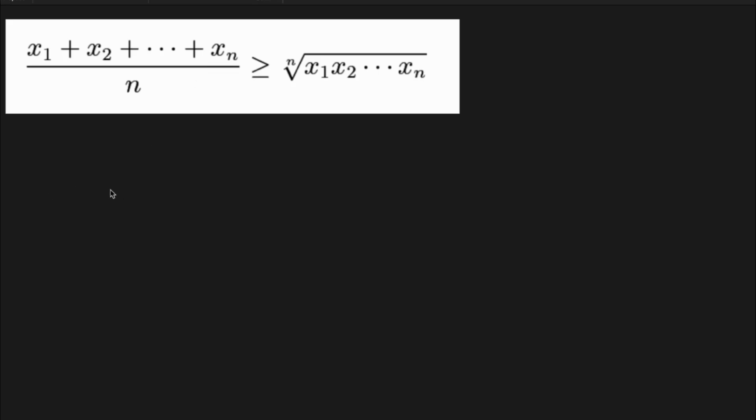And it's actually also really easy to remember because the arithmetic mean is just summing them all up and dividing by n. The geometric mean is multiplying them all and taking the nth root. So let's start by proving this theorem.